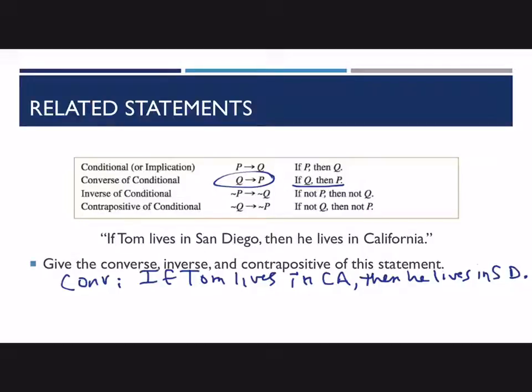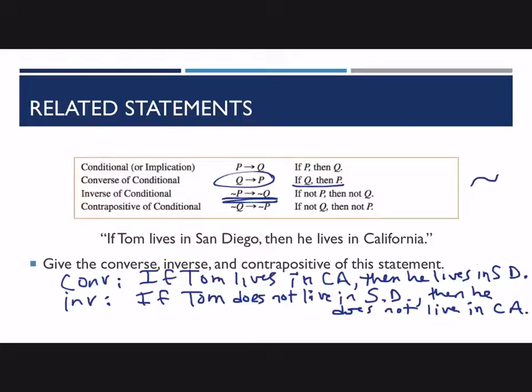Okay, then there are two more related statements that we haven't talked about yet. The first is the inverse of the conditional, and you form this one by negating the hypothesis and negating the conclusion. So we use this little tilde or squiggle symbol to indicate the opposite, kind of like not. We would read this, if not P, then not Q, or not P implies not Q. So you're taking the opposite of the hypothesis and the conclusion. For our statement, the inverse would be if Tom does not live in San Diego, then he does not live in California.